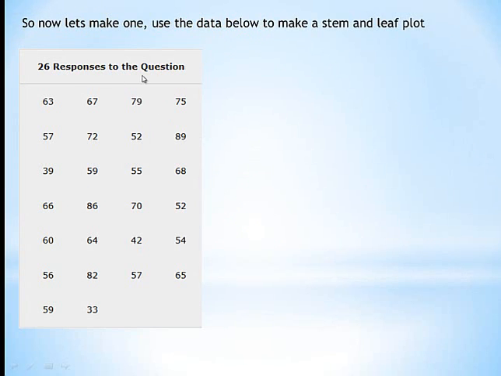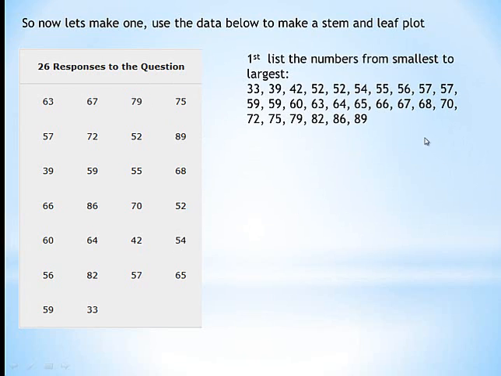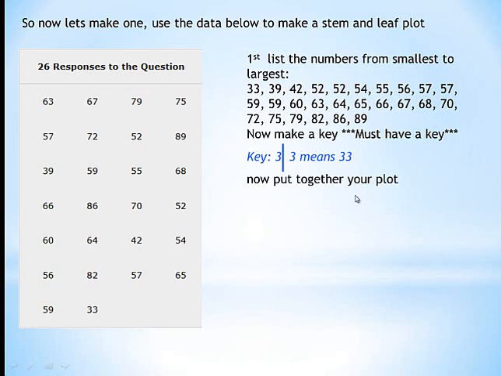I've got 26 questions. The first thing I want to do is put them in order from smallest to largest. So here they are, smallest to largest. The next thing is I have to have a key. Your key just is one of the numbers how it would be written in the stem and leaf plot. So my key for this one is just going to be my first number, 3-3 means 33. So now let's put the plot together. Here's my line for my definition of my tree, my stems, and my leaves. So I've got a 33 and a 39. So that's going to give me a 3 on the outside and a 3 and a 9 here.